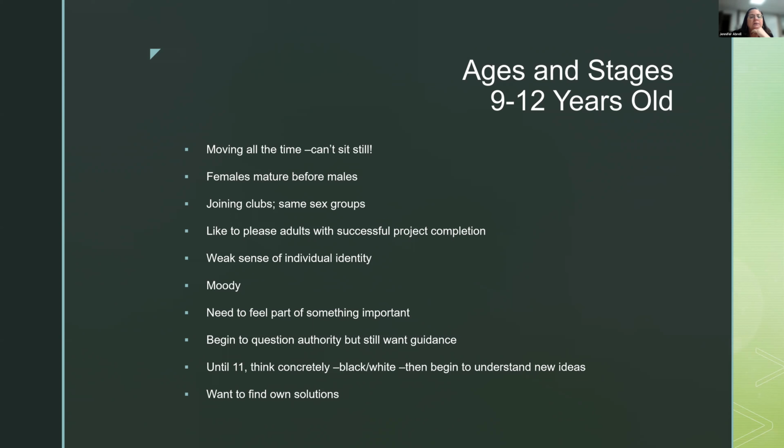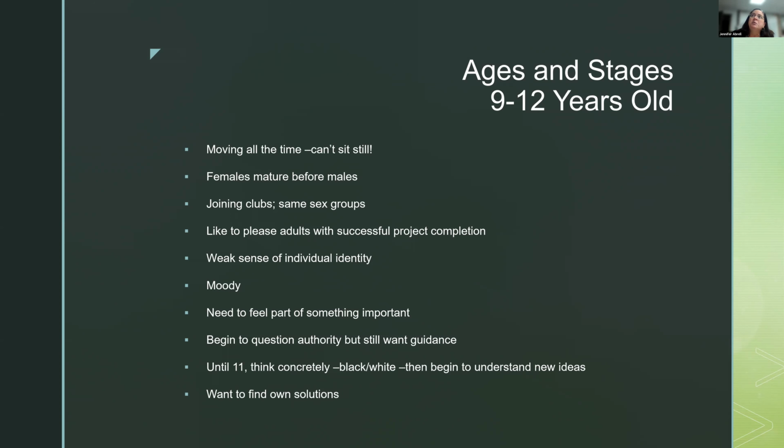So 9 to 12, they still don't sit still very well, right? Those girls are maturing a lot faster than those boys. They're joining clubs or creating groups, primarily all girls, all boys, but not always. Again, these are generalizations. They like to please grown-ups, so they will try to successfully complete a project or do something well, and they want to show off their success.